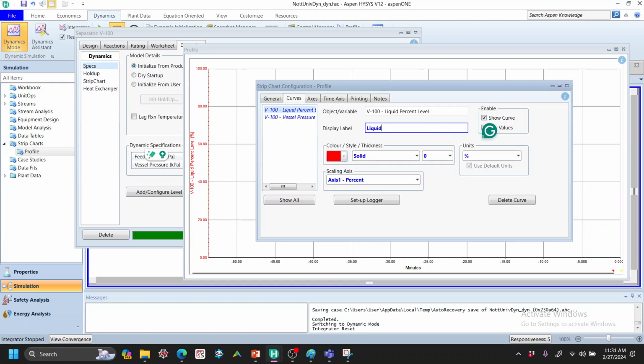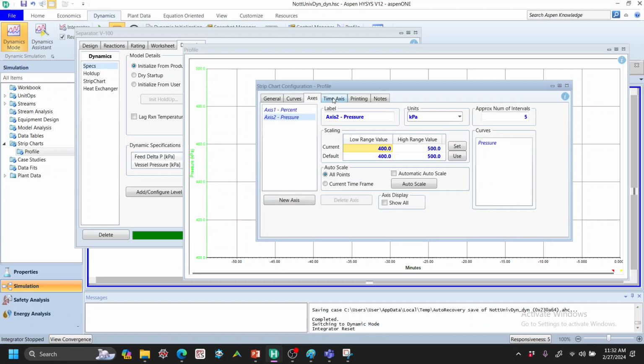Liquid level. And then the pressure. Show all. Once I run it, then I can see show all. Show all, this one, access show all. Then I can see liquid level and I can see pressure at the same time. Okay, can you follow me? We have automatic auto scale, 0 to 100, 400, 500.